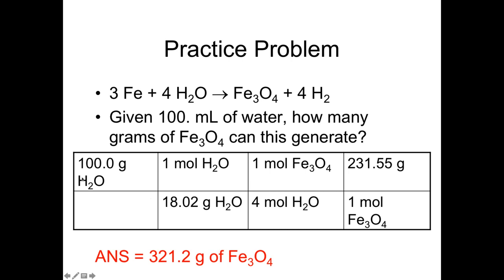Last step is multiply everything on top, divide by everything on bottom. So 100 times 231.55 divided by 18.02 divided by 4 gives me 321.2. Or 100 divided by 18.02 divided by 4 times 231.55 gives me 321.2.